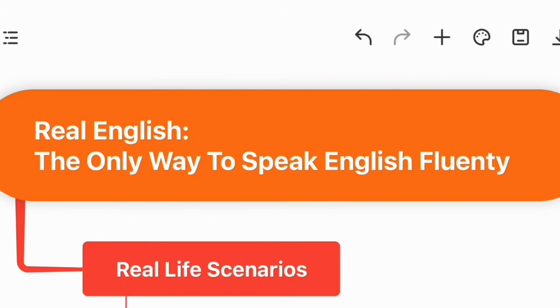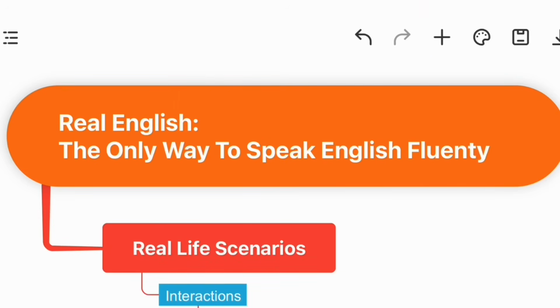There are 4 keys, 4 elements to speaking any language fluently. First of all, if you want to become fluent in your target language, in our case English, you need real life scenarios. Real life scenarios. You need interactions. There needs to be people who interact with each other, and you need to see those interactions.